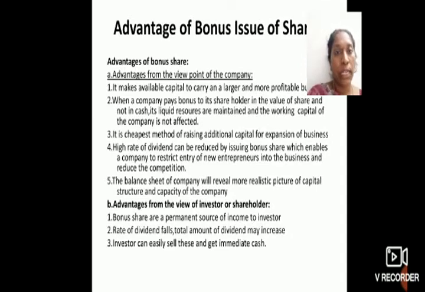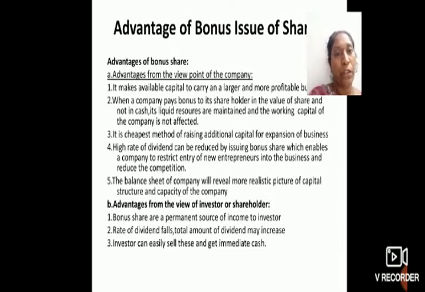The next one, a high rate of dividend can be reduced. If the company, instead of giving bonus shares, issues dividends every year out of surplus profit, it means year by year they have to increase the dividend rate by at least 0.5%. Suppose last year it was 8, this year 8.5, the next year 9. Likewise, the dividend keeps on increasing. So that is also a danger. In order to control the increase in the dividend rate, this kind of bonus share is very, very helpful for the company.